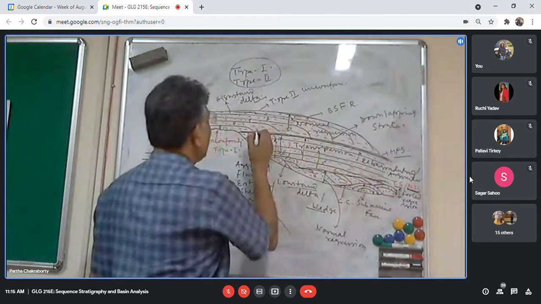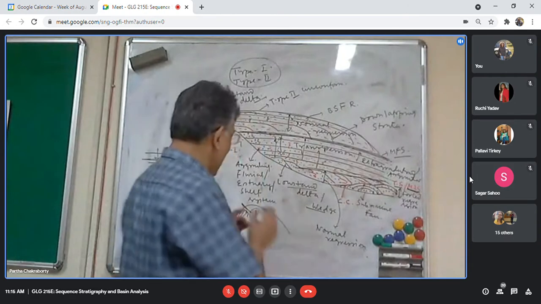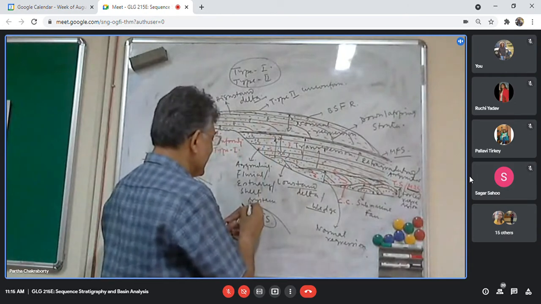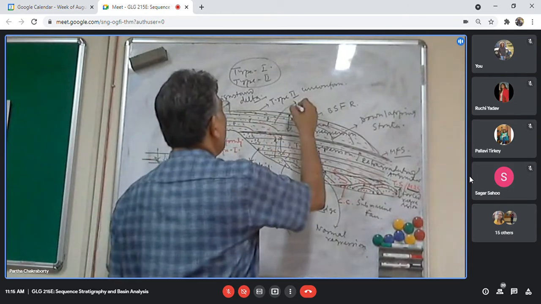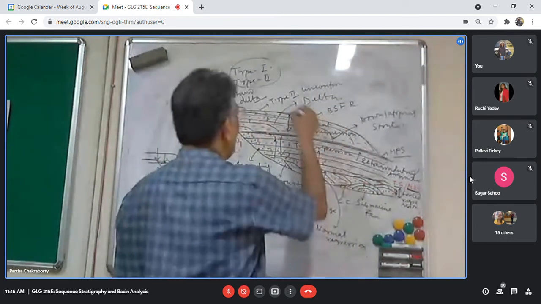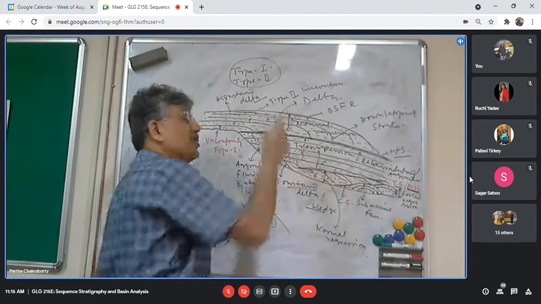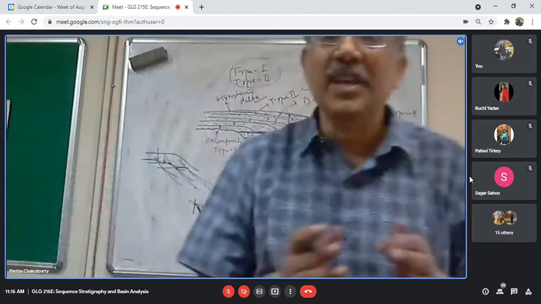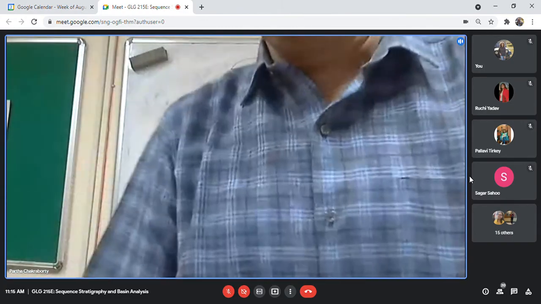So these are the HST. Above the MFS, you get the HST. So in the HST, again you have a delta that is developed. You have a delta in the lowstand, and you will also get a delta in the highstand. These two deltas, the character of the deltas and everything, will be different. How it is different, we will be discussing.